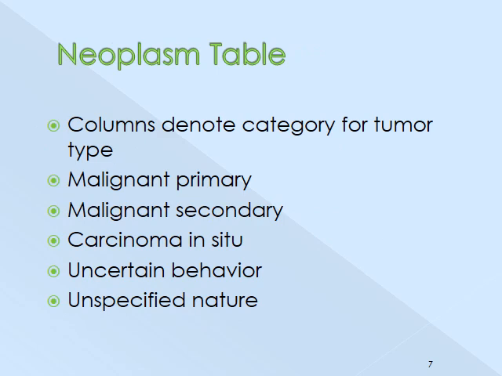Columns on the neoplasm table denote the category of the tumor type. These include malignant primary, malignant secondary, carcinoma in situ, uncertain behavior, and unspecified nature.